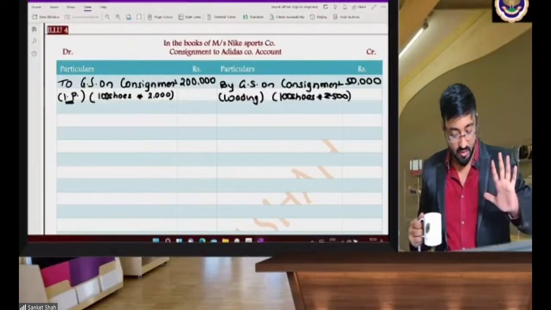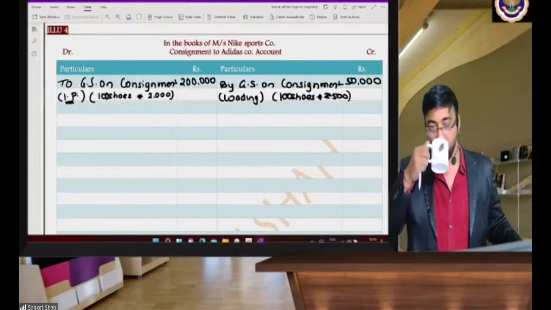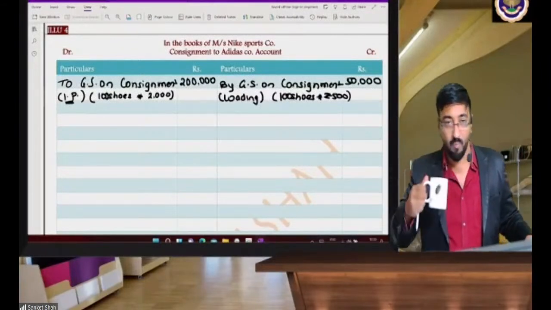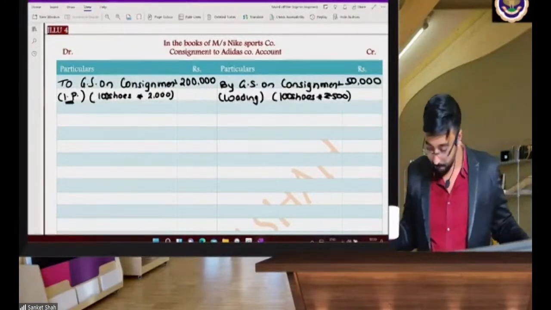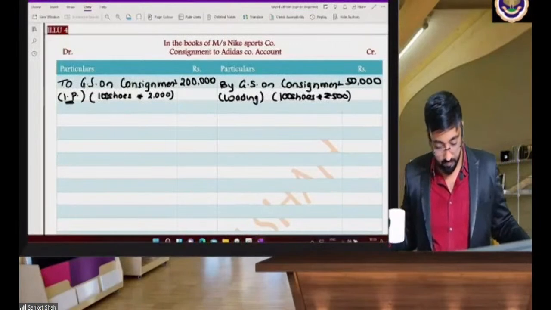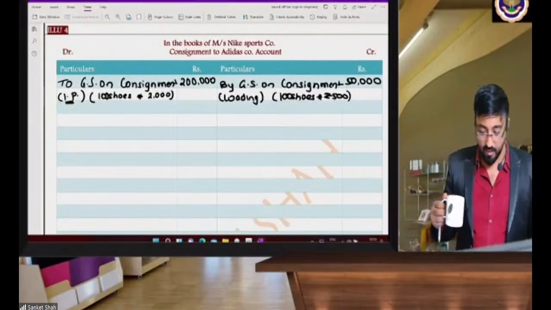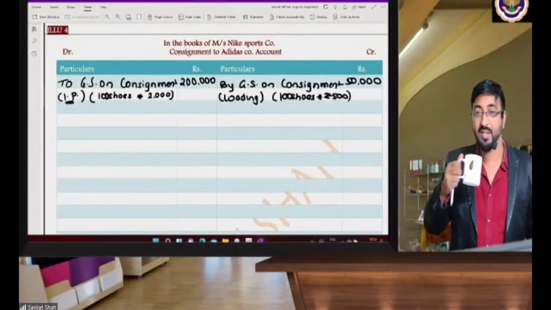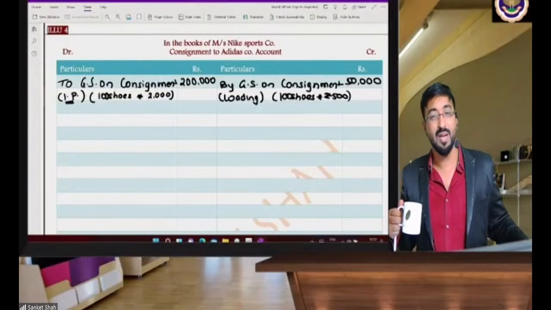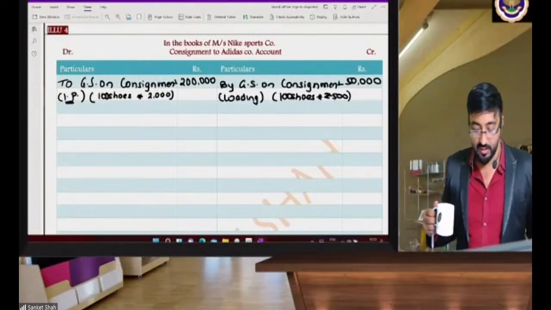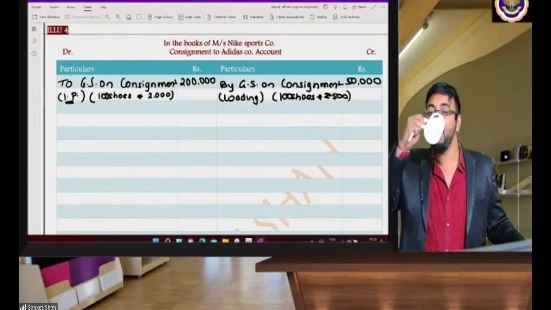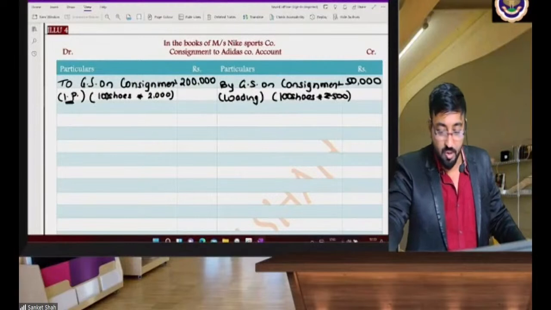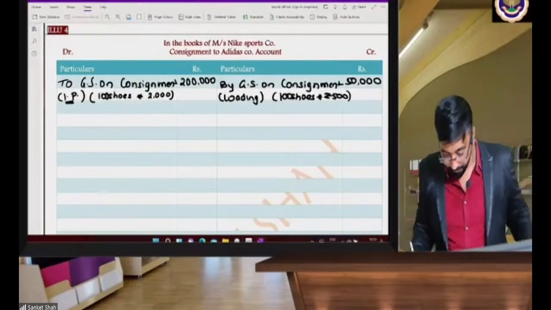100 shoes. Sorry, it's my mistake. Calculation is correct. Yes, beta, correct. I rectified it. I just wanted to check your concentration, that's why I wrote 10 shoes. Actually, it is 100 shoes. Your concentration is 100%. Very good. Chalo, next one now.